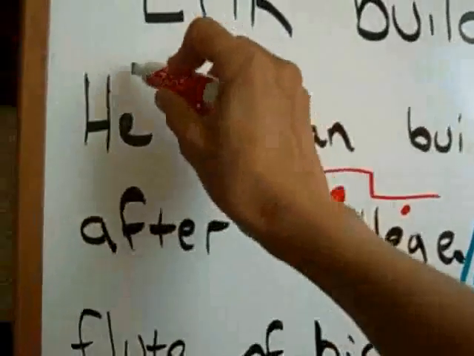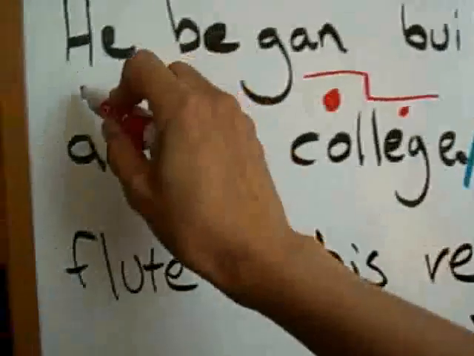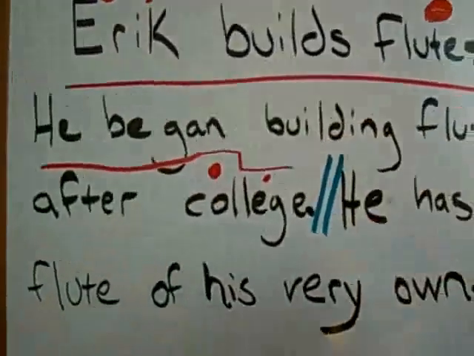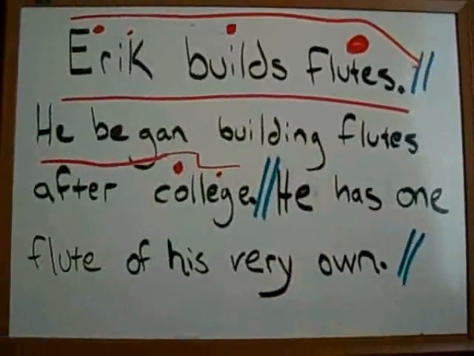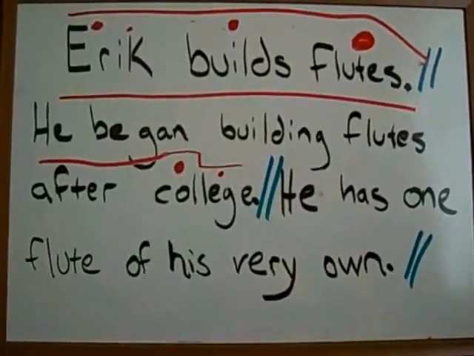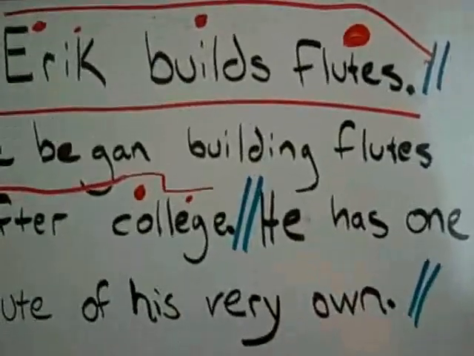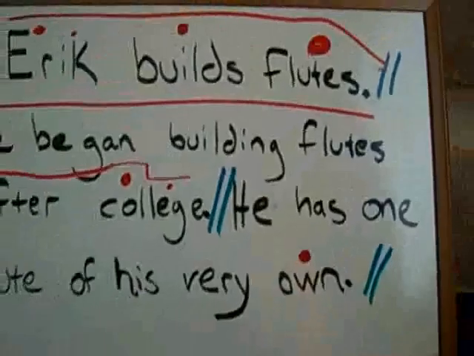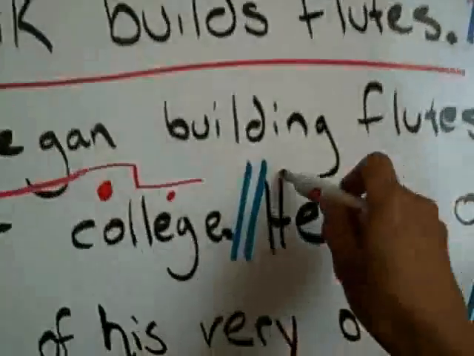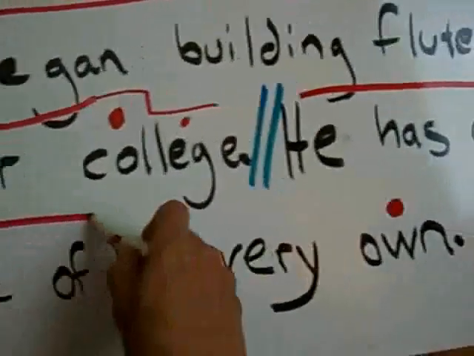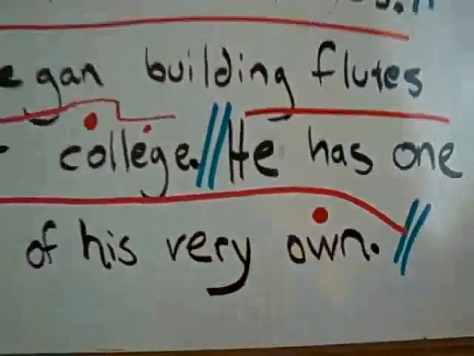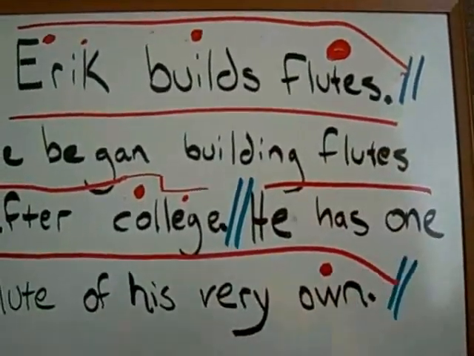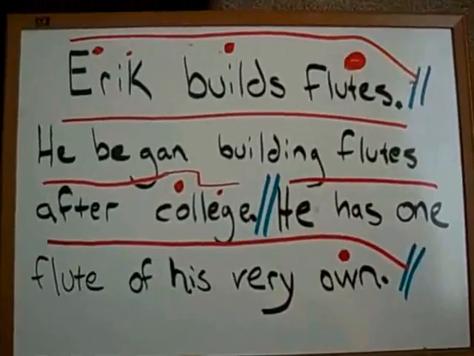So again, the overall pattern is like this. But then, at the end, it goes up and steps down. He began building flutes after college. College. In the last line, our final content word giving new information is own. And like flutes, it's one syllable. So the overall pattern stays the same till the end. And on that final content word, our voice will glide down. Own. He has one flute of his very own.